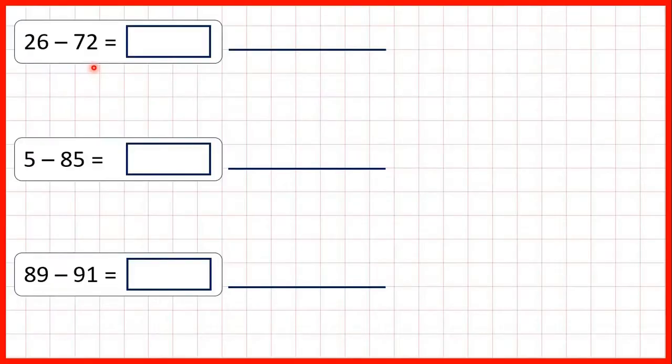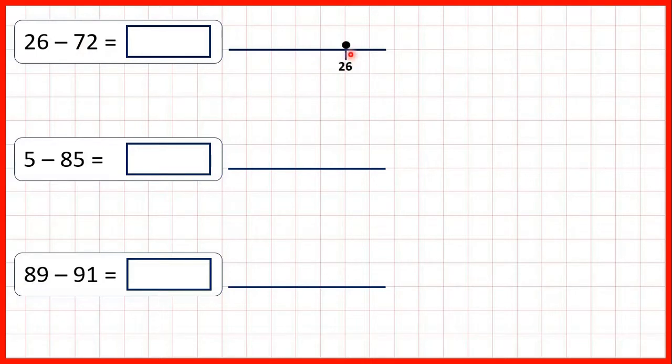Now, we need to subtract to make a negative answer. And for these questions, we can see that our answer will be a negative number, because 72 is larger than 26, 85 is larger than 5, and 91 is larger than 89. So first, we have 26 minus 72.